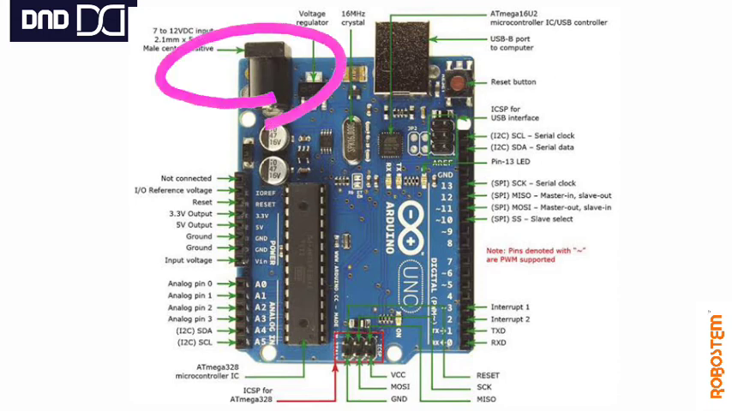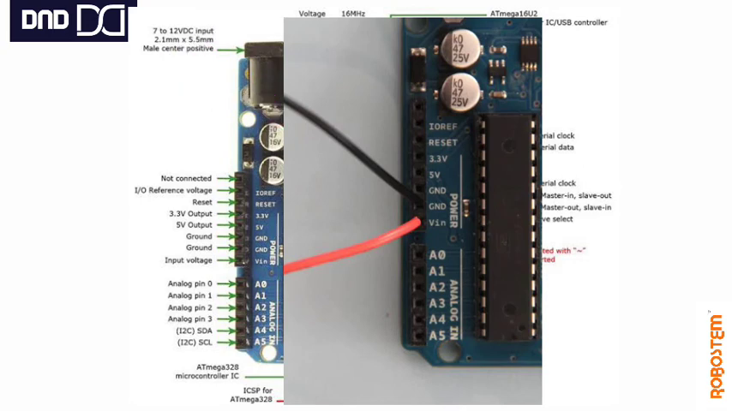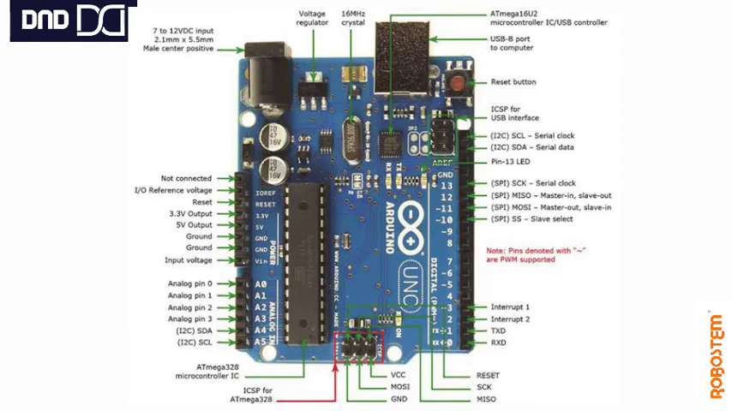So what does input voltage mean? Input voltage means sometimes we power this board generally with 7 to 12 volts through the USB jack. But you can also power it externally with 7 to 12 volts. That happens from this input voltage pin.